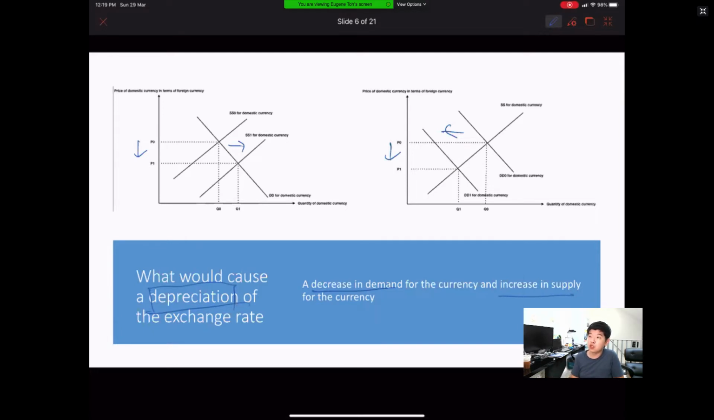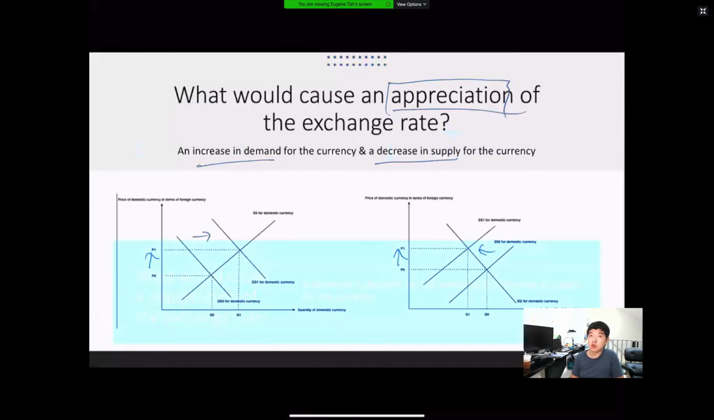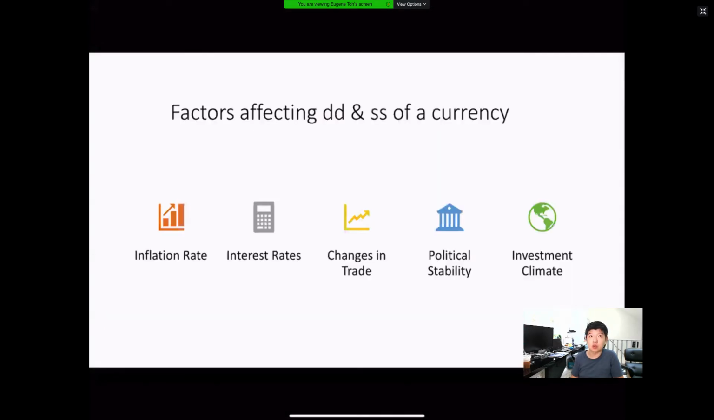But the difficult part is actually not these diagrams. These diagrams should be quite straightforward for you to draw by now. Okay, this is basic demand and supply. I think what we need to spend time paying attention to talking about is, so what causes your demand and supply for the currency to change? Okay, so we're gonna talk about them one by one.